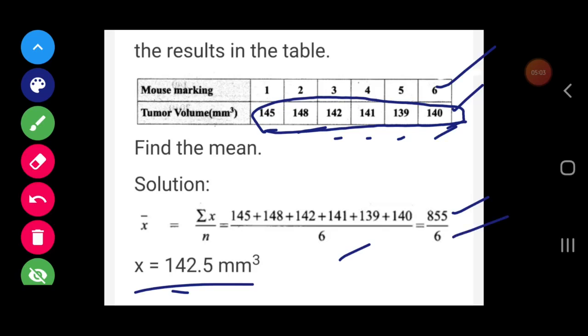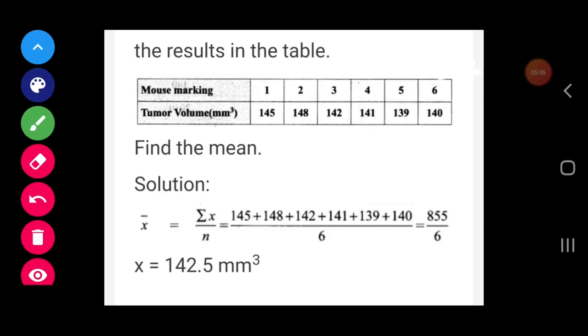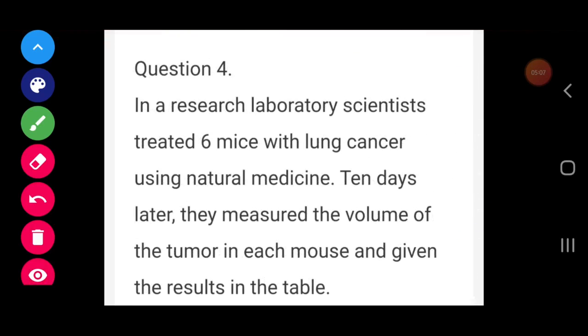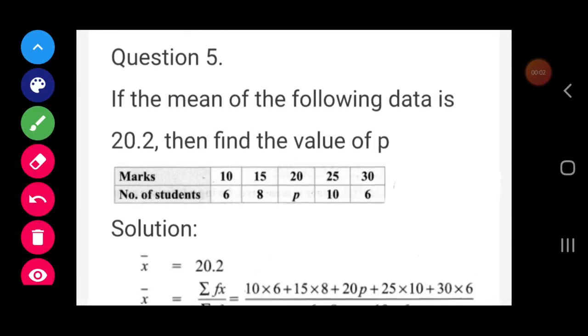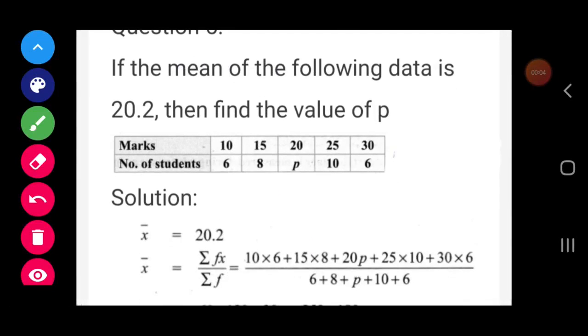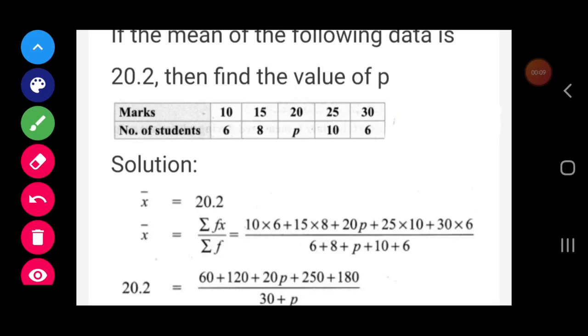Simple addition and division it is. The formula is the only important thing. Next, question number 5. If the mean of the following data is 20.2, then find the value of P. Here marks and the number of students have been given.